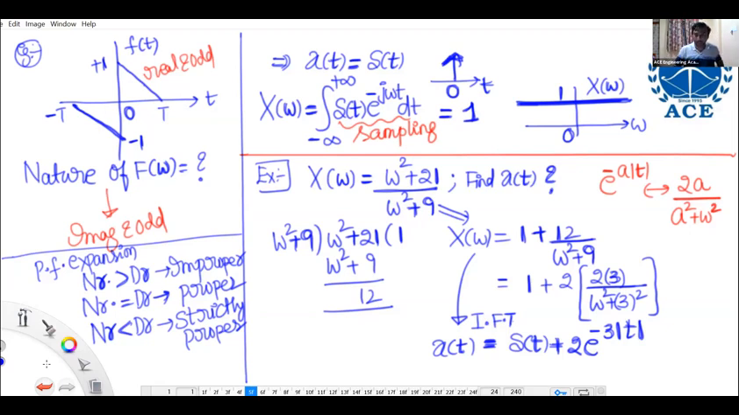By looking at the denominator only, you should get the thought of which standard formula it is linked to. That idea you will get only if you are thorough with the standard formulas. You should recognize that omega square plus a square corresponds to the two-sided exponential. Convert the proper function to strictly proper by division. After that, constant in frequency becomes impulse, and 2a by a square plus omega square means e power minus a mod t.